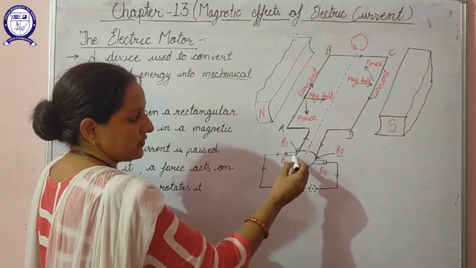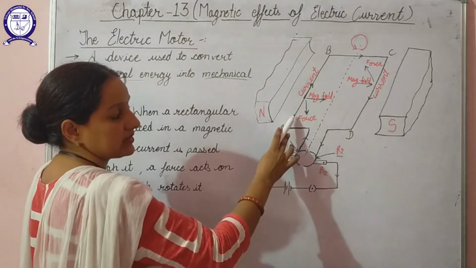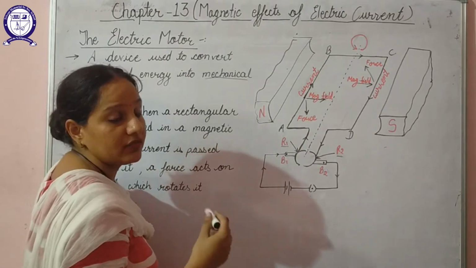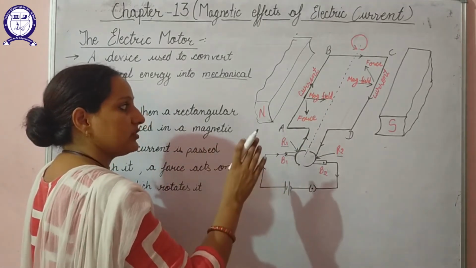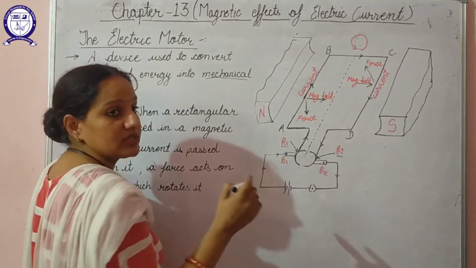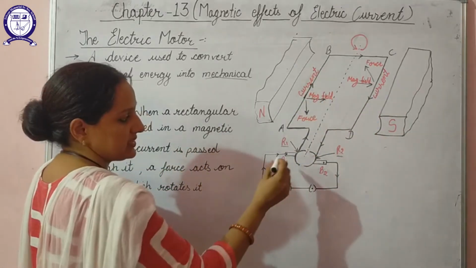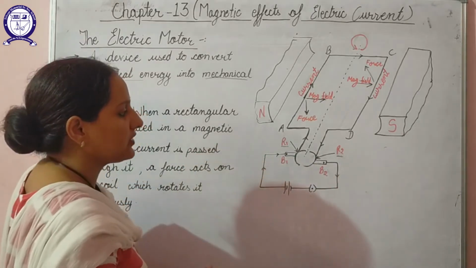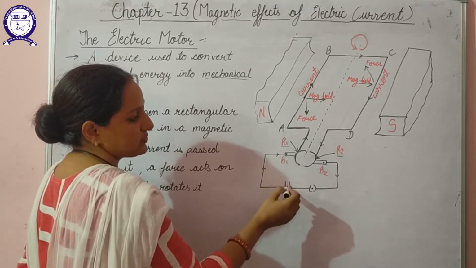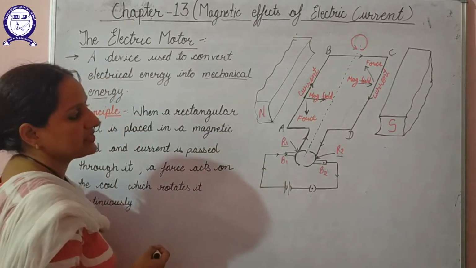Now the function of the commutator here is that it will reverse the direction of current through this rectangular coil after every half rotation. That means in one rotation, this commutator will reverse the direction of current through this rectangular coil 2 times. Then next one is the carbon brushes. The function of carbon brushes is that they provide the connection of this battery to this commutator. Now let's start with the working of this electric motor.